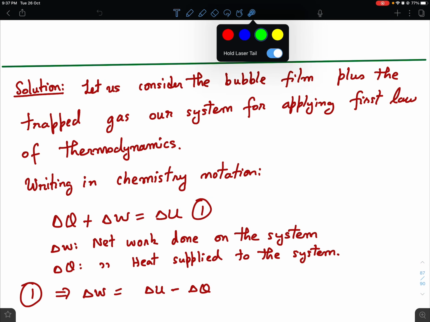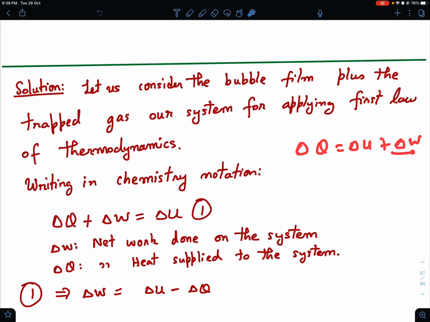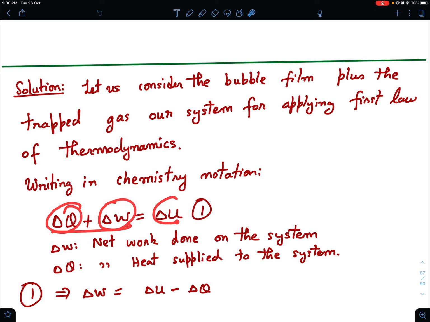Now I have to apply the first law of thermodynamics to this. So let us consider the thin bubble film plus the trapped gas as our system. In chemistry notation you write delta Q plus delta W is equal to delta U. In physics notation we generally write delta Q is equal to delta U plus delta W, where delta W is the work done by the gas, or by the system. Whereas in chemistry notation, whatever heat is supplied and whatever work is done on the system is equal to the change in internal energy of the system. So there's no conflict at all, it just makes my thinking a little simpler.